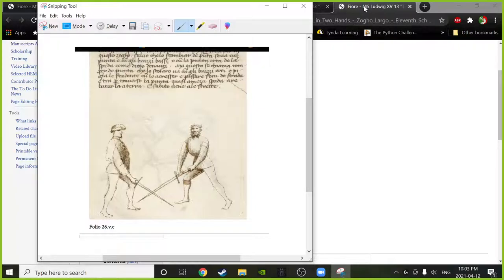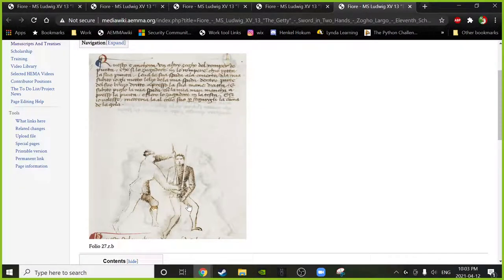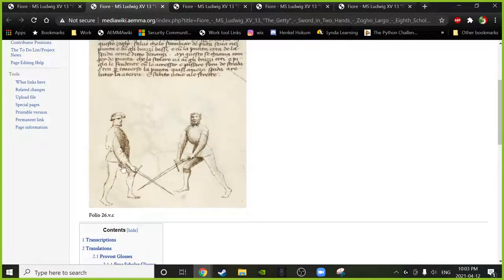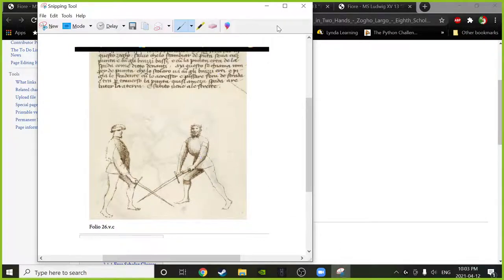And so that view is this. The end result is here, and the beginning is here. So we've broken the point and we're on the opponent's left side. So we're crossing the sword. We're on the opponent's left side.